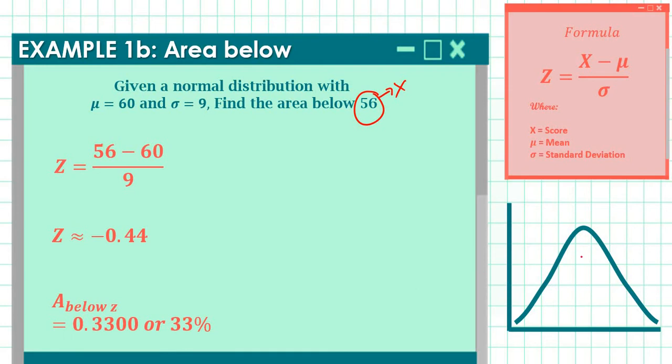If we try to plot it in our curve, then the shaded area will be, if we plot negative 0.44, that will be in between 0 and negative 1. So somewhere here, perhaps. Then this will be our border line, and we are pertaining to the area to the left, or area below 56, where the z value is negative 0.44. So this is our z. Hence, this portion of the area is 33%.